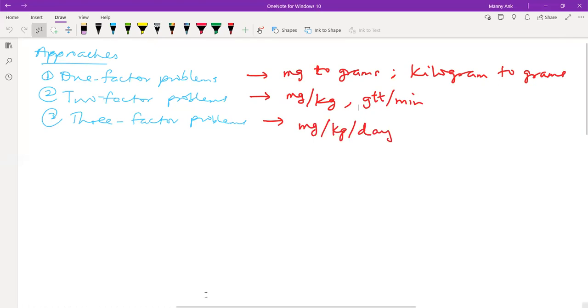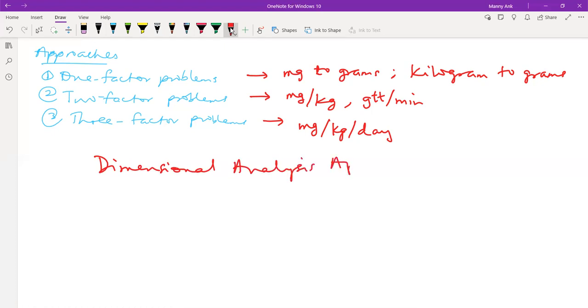Okay, so as I go on, I will show you how you can set this up using the dimensional analysis approach. Basically, when you're using the dimensional analysis approach, it's almost like proportion, but you do all the steps together.